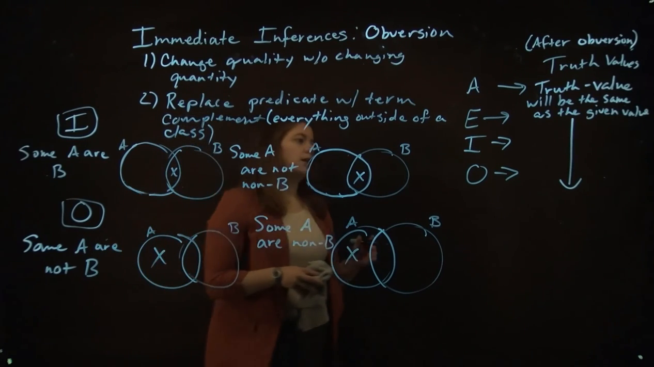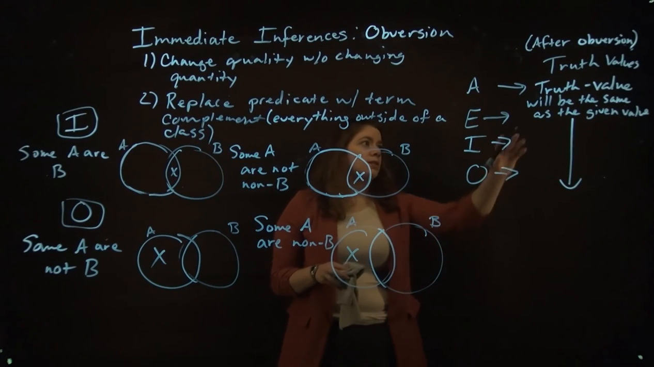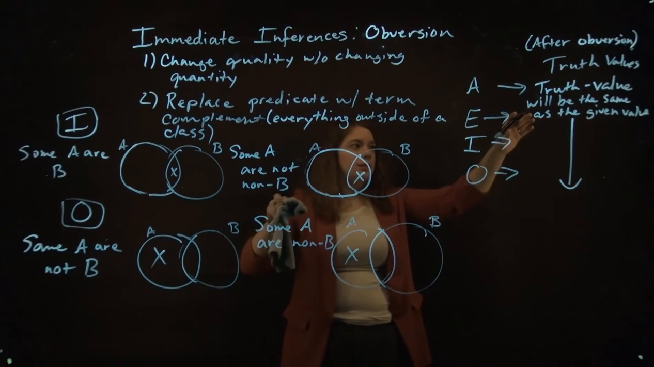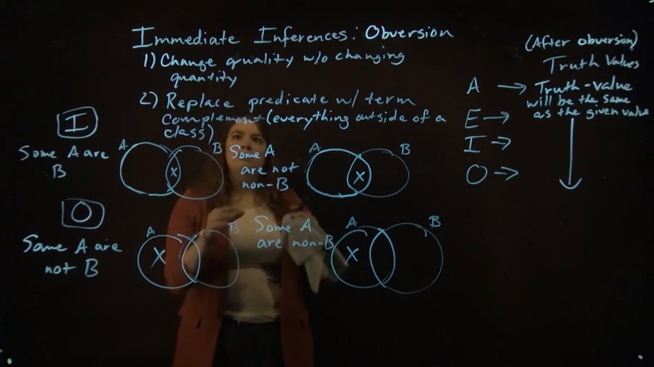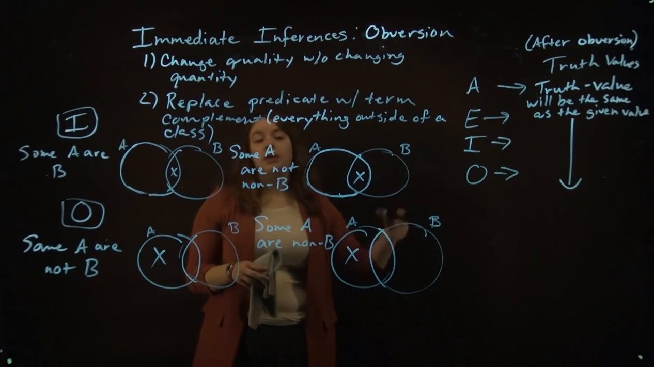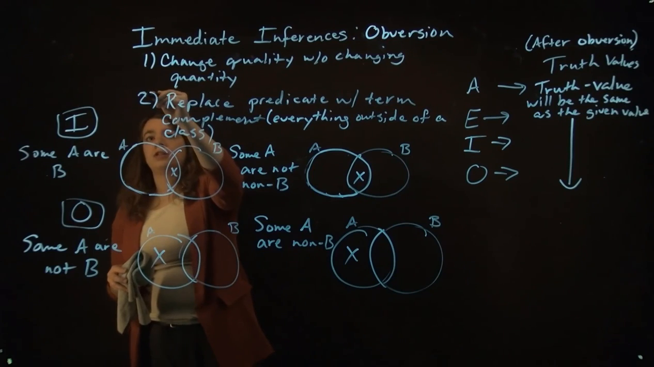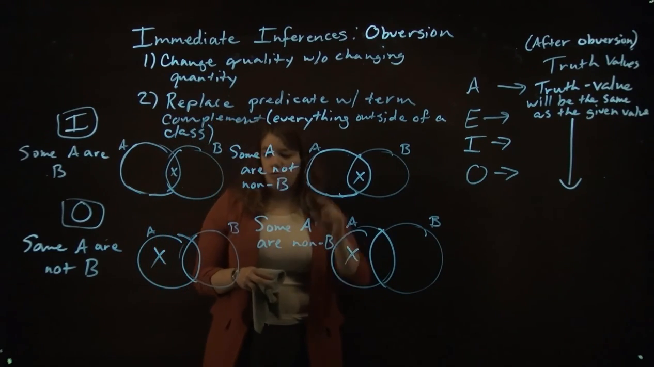So once again, with both, when you obvert the I and the O statements, it does the same exact thing. The truth value of the given statement will be the same as the obverted statement. So obversion is fairly easy to remember in terms of the nature of the truth values. After obversion, the trick is just remembering how to do the obversion with the two-step process here.